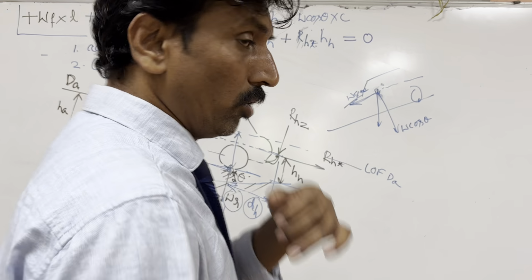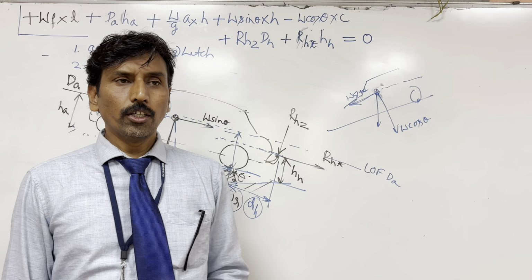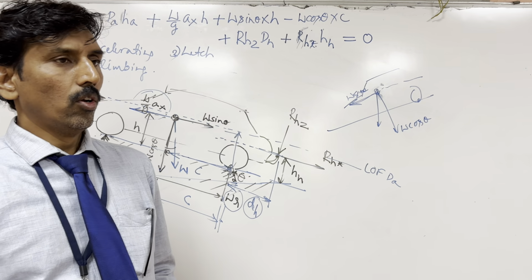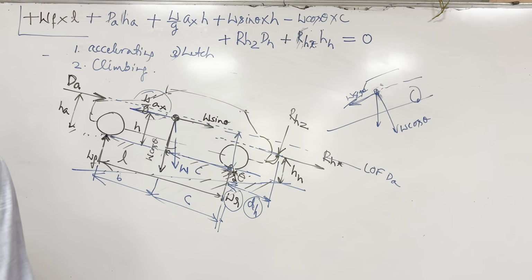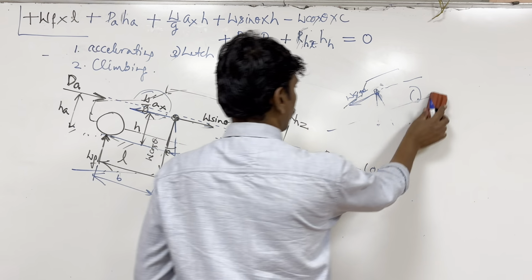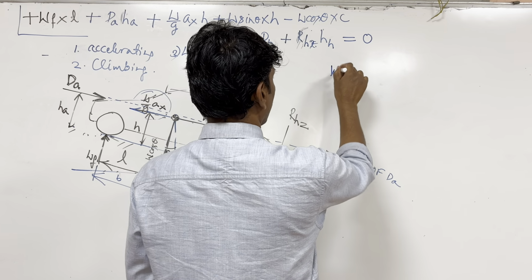Okay, please take down. Find the weight on the front wheel and the rear wheel for a car weighing 2000 kgs.